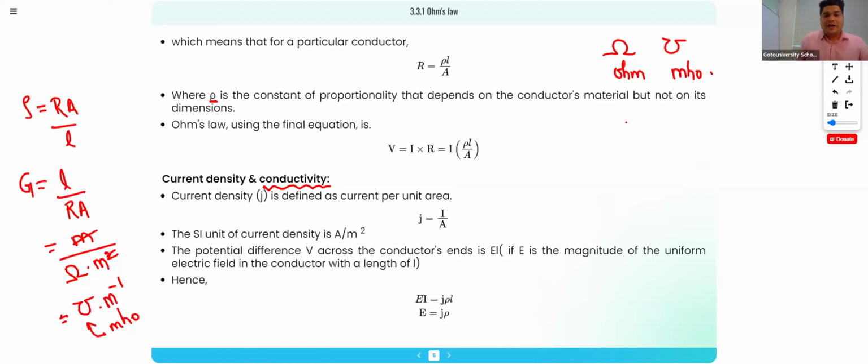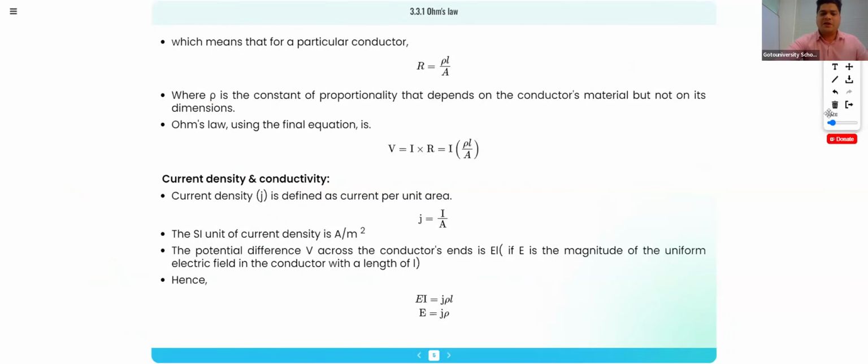Okay, next we have current density. We have completed conductivity. What is the meaning of normal density? Density is mass per unit volume. But what is current density? Current density is represented by capital J. It is current per unit area.